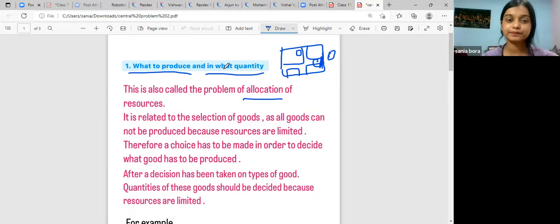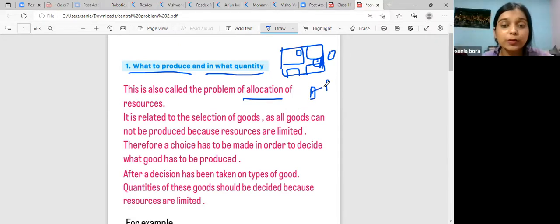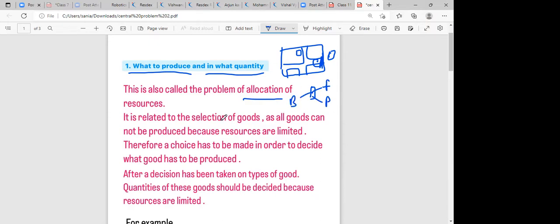Okay, so it is related to selection of goods, as all goods cannot be produced. For example, this is a piece of wood, right? So you have to select the goods, like what you need to produce. For example, whether you want to produce furniture, paper, or a bed, right? So it is related to selection of goods.